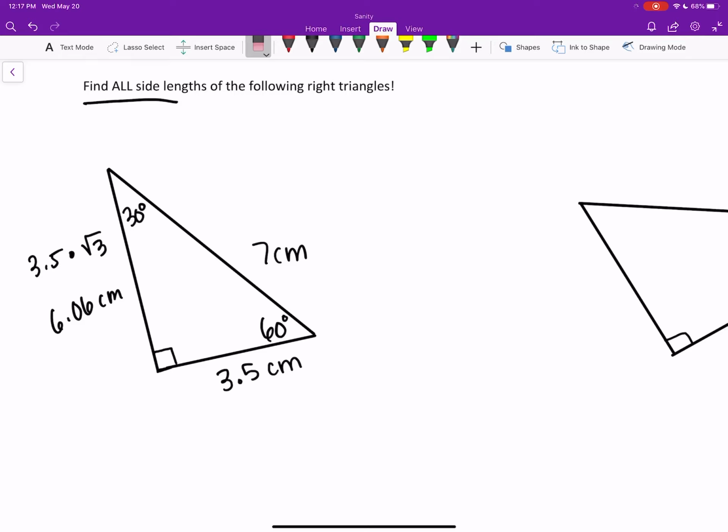So you're probably going to want a calculator today, just to let you know. Again, just ratios that are going in here.